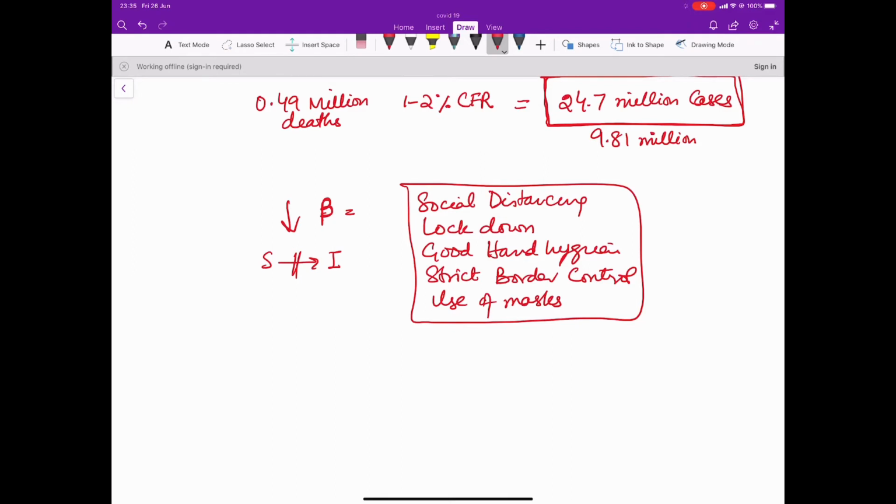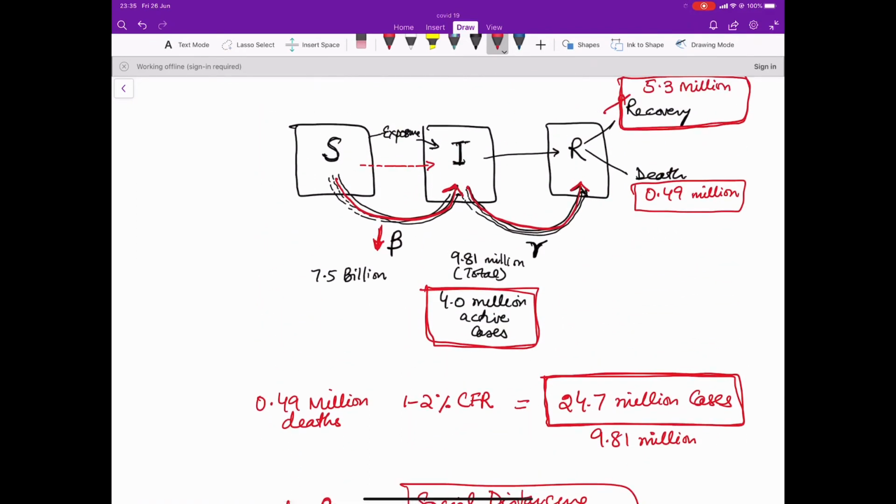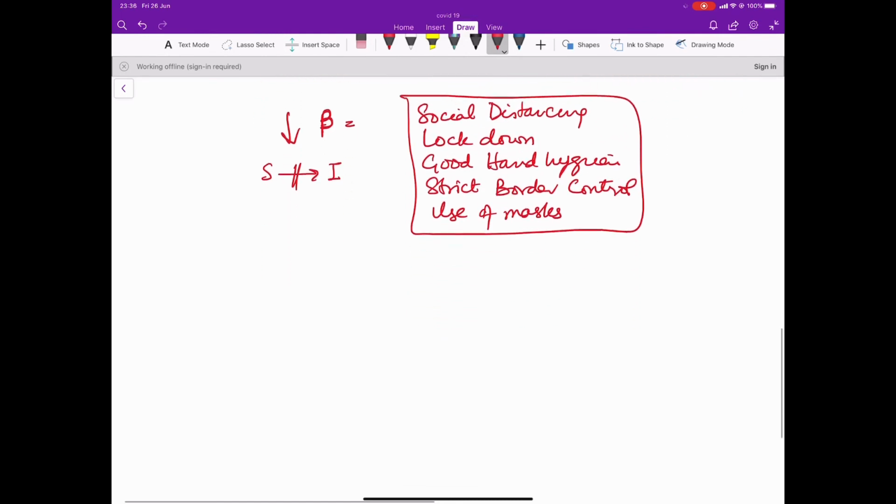The other thing is, if we go back over here, we can also increase the gamma. Gamma means that for those people who are infected, we can increase their recovery. Theoretically we can increase gamma. Practically there are caveats; it's not easy to increase gamma. But theoretically, the principle to increase gamma is, if we have very good treatment, for example a novel antiviral drug which is very effective against the COVID-19 virus, then we can increase the gamma.